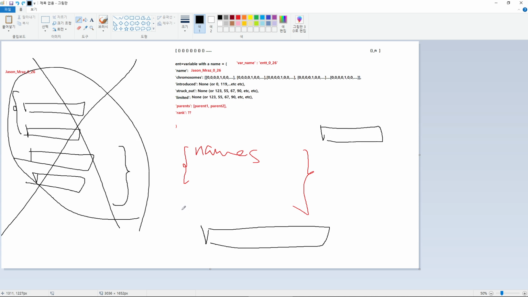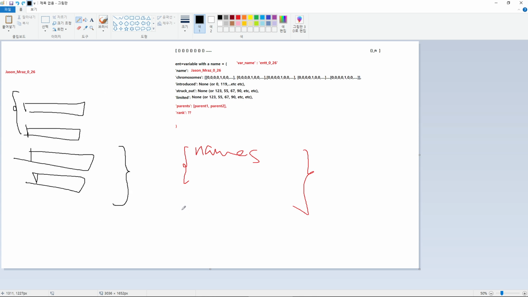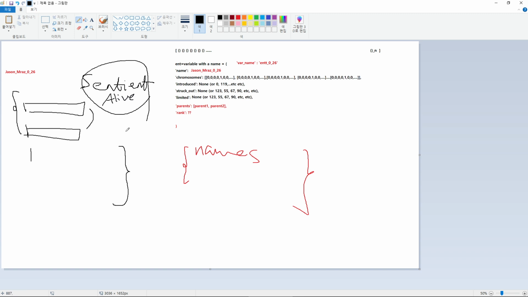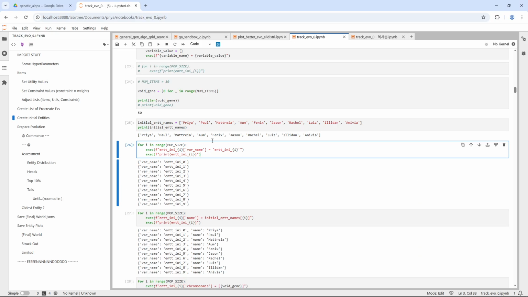I don't think it respects that aspect of something being sentient or alive. Something that has a consciousness would not want to be treated that way. So that's why I created these.